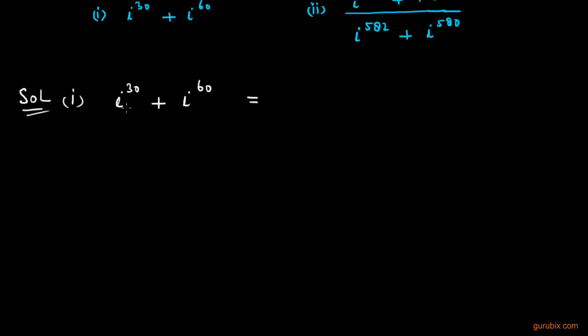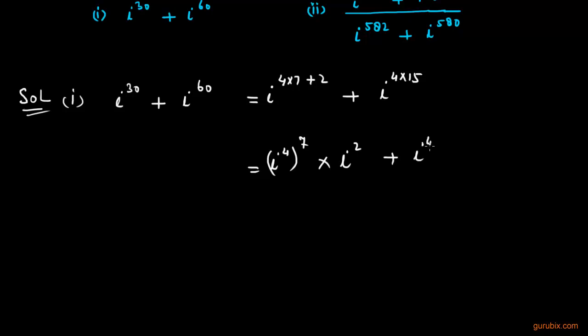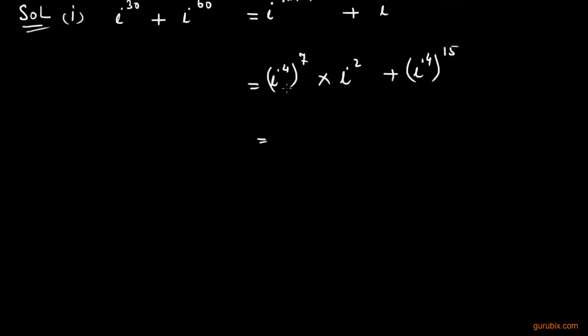First of all, we can write iota raised to the 30th power like this, 4 into 7 plus 2, and iota raised to the 60th like this, iota raised to 4 into 15. And we can write this expression like this, iota raised to the 4th power and this whole value raised to the 7th power into iota raised to the 2nd power. And here same, we can write iota raised to the 4th power and this whole value raised to the 15th power. And we know that iota raised to the 4th power is equal to 1.